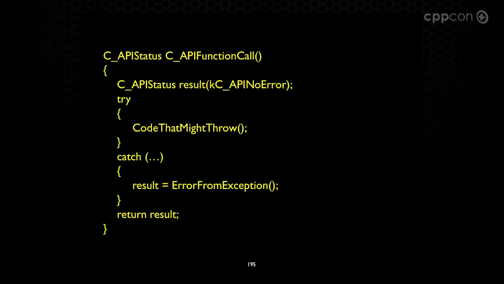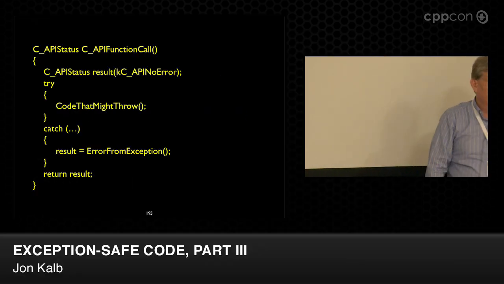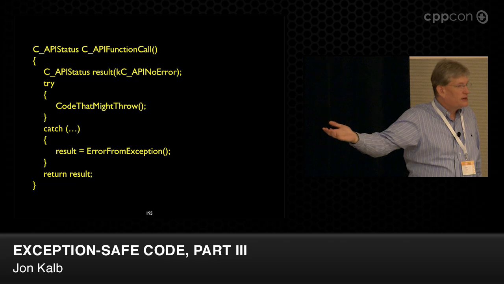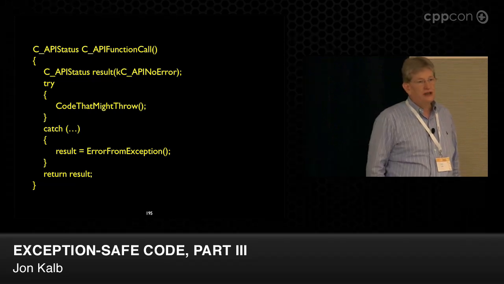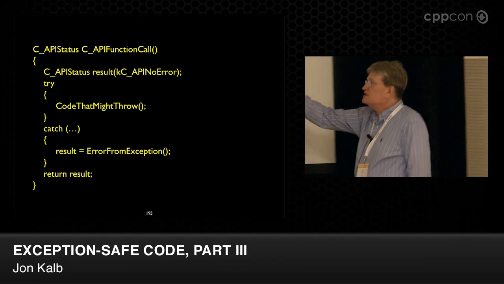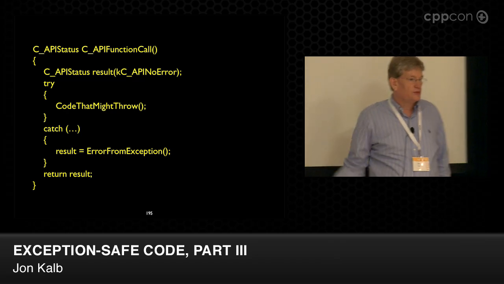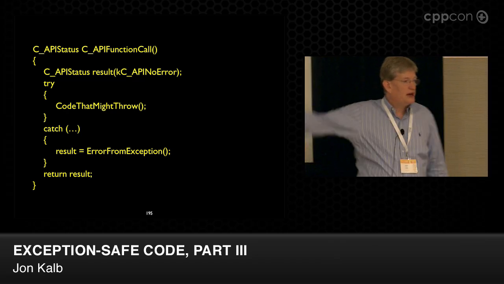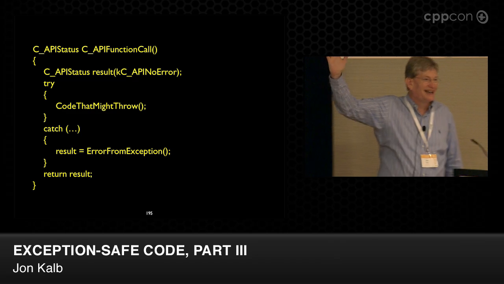So what do we do instead? Well, we collapse all that stuff so that we have a catch which catches everything, and then we have this function that we call error from exception. And then if we want to change anything about how an exception is converted into an error, we just change this one function which is called in 1,800 places. Solved the problem, right?